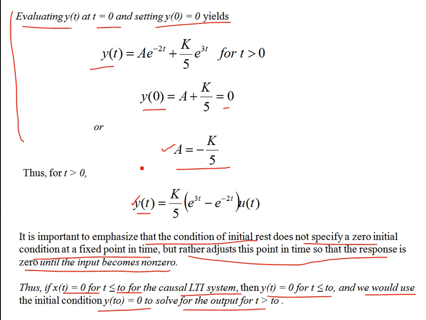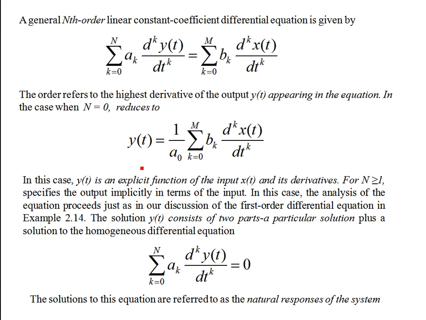Now the same idea can be generalized to an nth order differential equation. An nth order linear constant coefficient differential equation can be expressed by the general relationship. Here n is the highest differential of the output, and similarly, m is the highest differential of the input, but it is n that defines the order of the differential equation. So the order refers to the highest derivative of the output appearing in the equation.